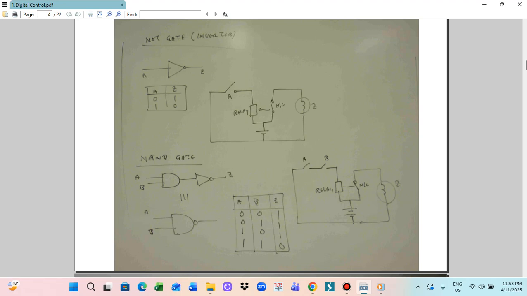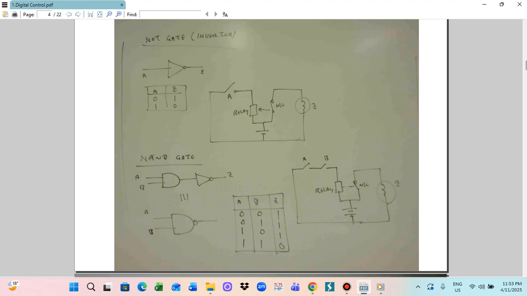We can also draw the NOT gate equivalent electrical diagram. We can draw the electrical diagram like this. This is for A, and this is for the relay coil. The relay coil is connected to the battery. And then here we put a normally closed switch. The normally closed switch is connected to the lamp with Z. So like this.